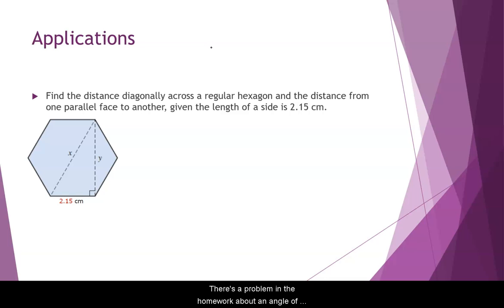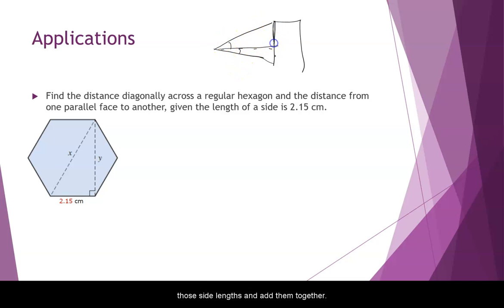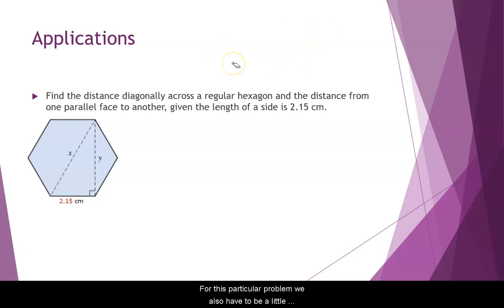Like there's a problem in the homework about an angle of elevation and an angle of depression. And so you're looking out and you have to find the height of a building or something given the angle of elevation and the angle of depression. You want to find both of those side lengths and add them together. There isn't a one step solves the whole thing at this point. For this particular problem, we also have to be a little creative in order to answer it.